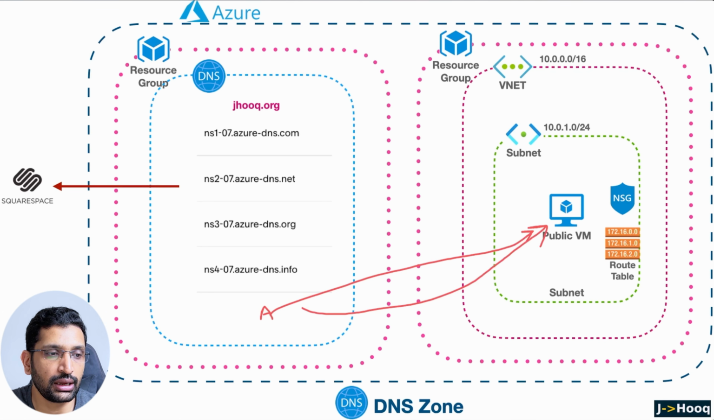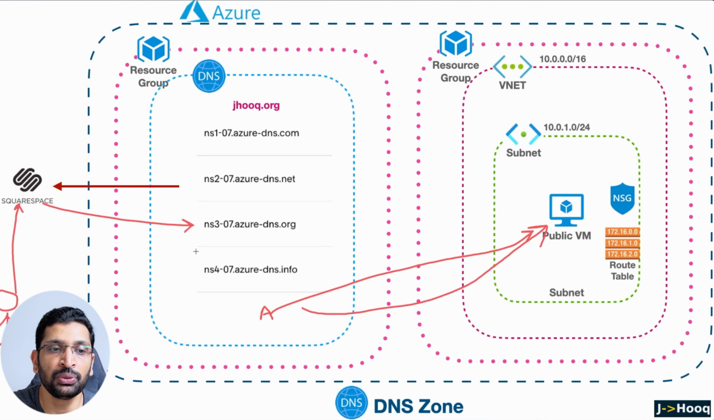Suppose at the end, once this setup is up and running, I try to access this whole setup through a domain. The domain will redirect me to Squarespace. Squarespace will find the DNS resolutions of these entries in the DNS zone, and here it will find the A record which contains the IP address of this particular virtual machine, and the request will be redirected over here.